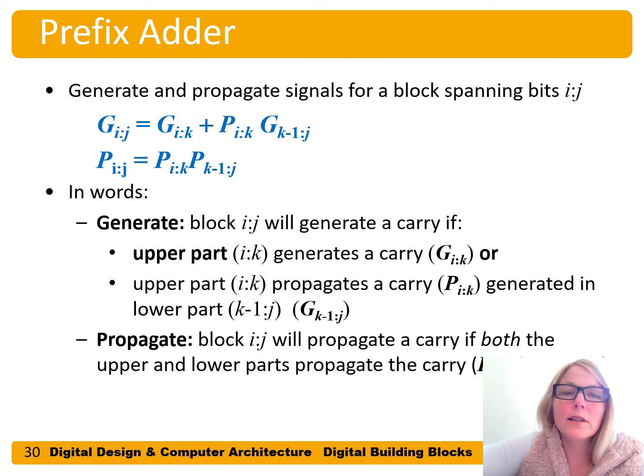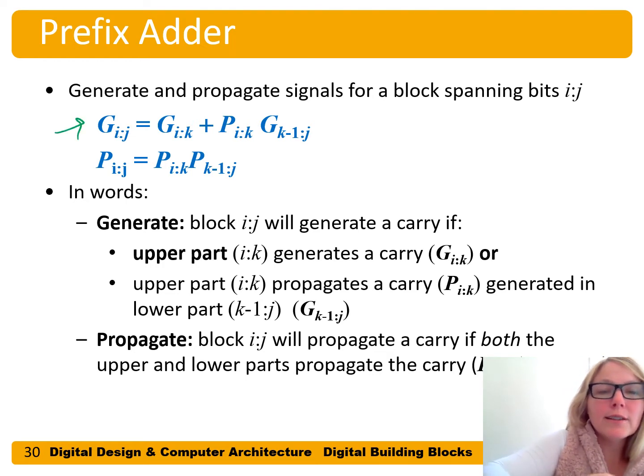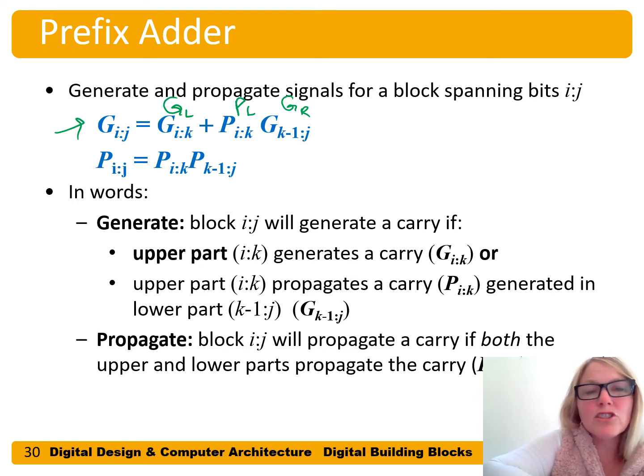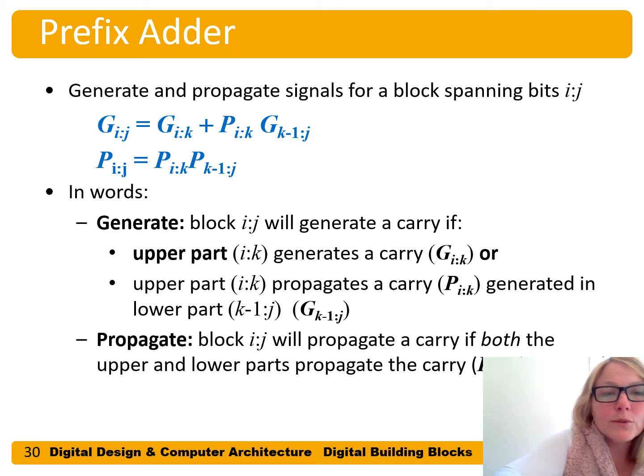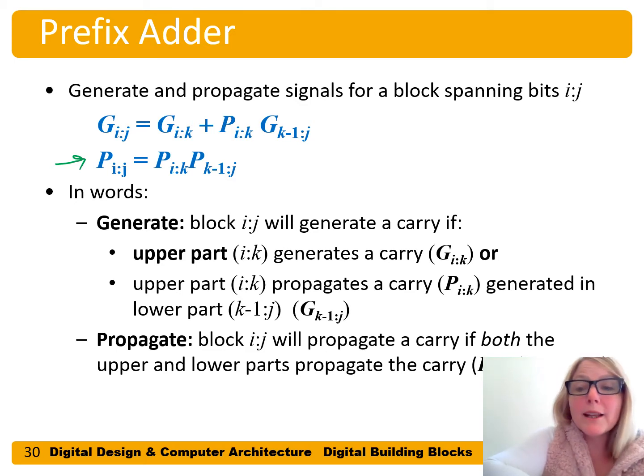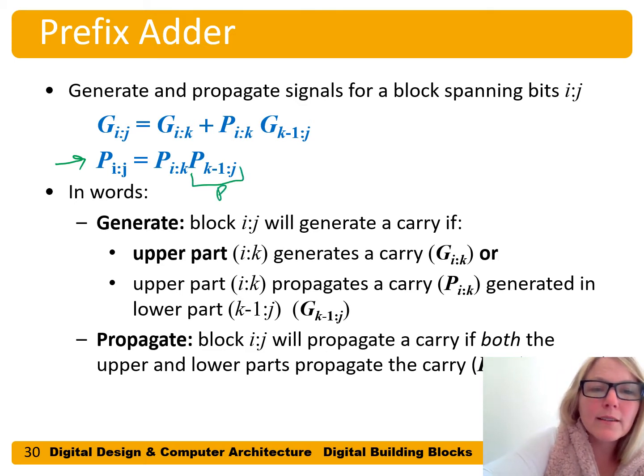A prefix adder will generate a carry within its own block if it generates a carry in the left block or upper block, G sub L, or generates it in the right block, G sub K minus 1 to J, and propagates it through that left block. So this block I through J will generate a carry in and of itself if it generates it in the left block or generates it in the right and propagates it through the left. Likewise, this group of columns I through J will propagate a carry if it propagates it through the right. We don't know if there's a carry in, but if there's a carry in, it will propagate that carry all the way to the output if it propagates through the right group and propagates it through this left group, I to K.